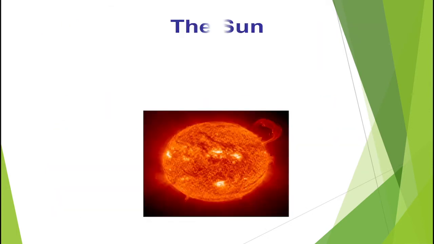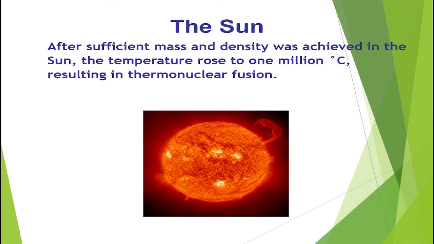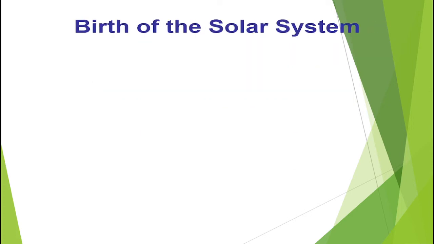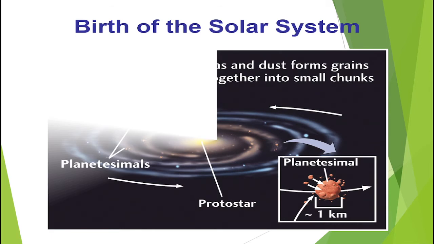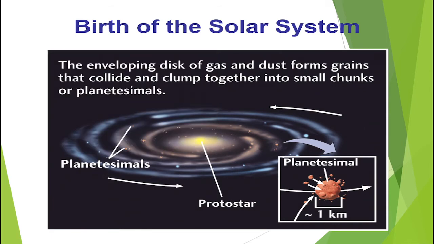After sufficient mass and density was achieved in the Sun, the temperature rose to 1 million degrees Celsius, resulting in thermonuclear fusion. It resulted in the fusing of two hydrogen atoms to form one helium atom plus an amount of tremendous energy. While the Sun is forming, eminent activity is also seen in the vicinity of the protostar.